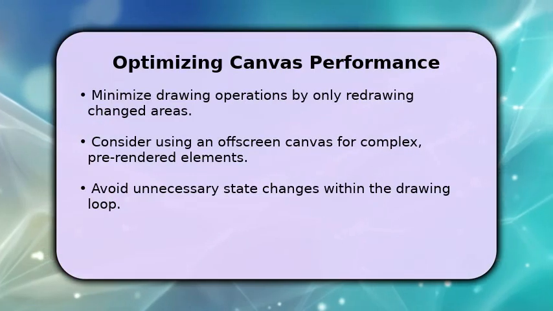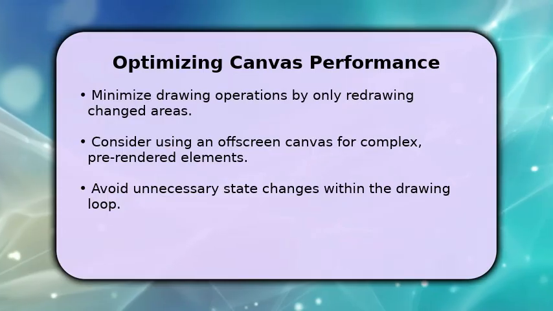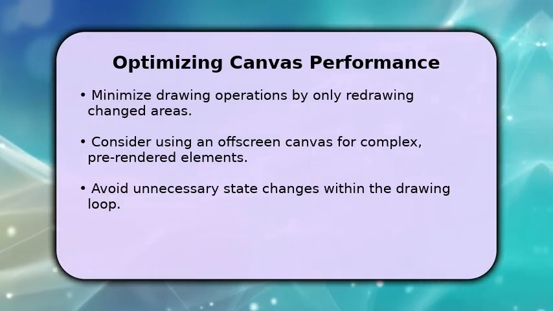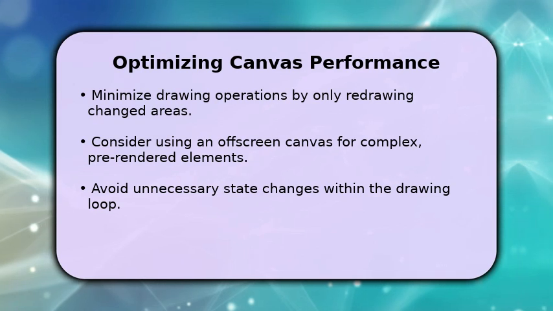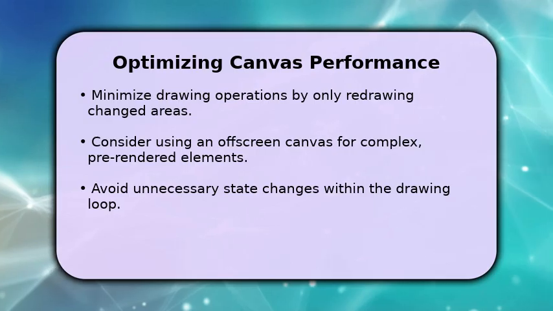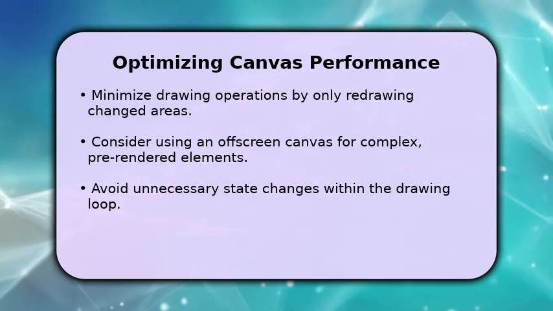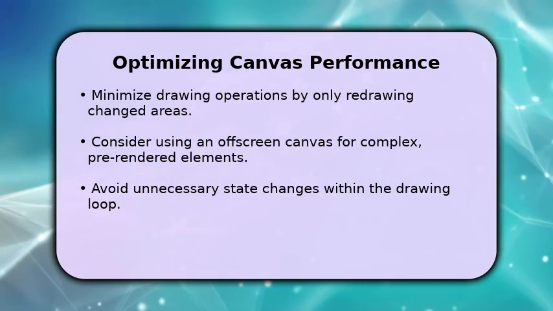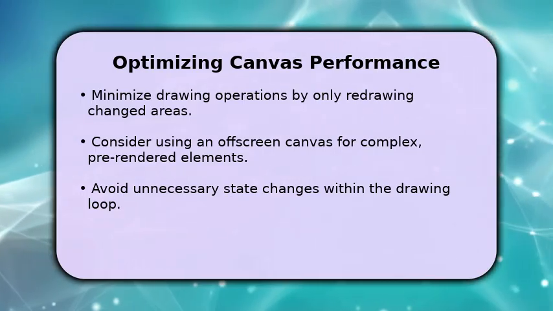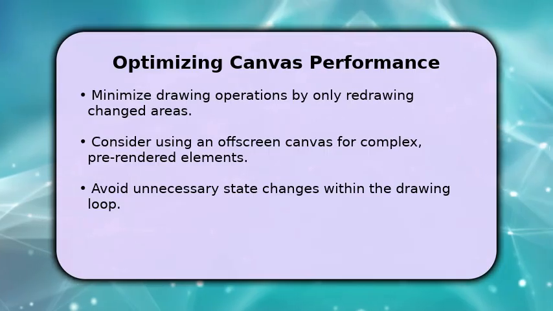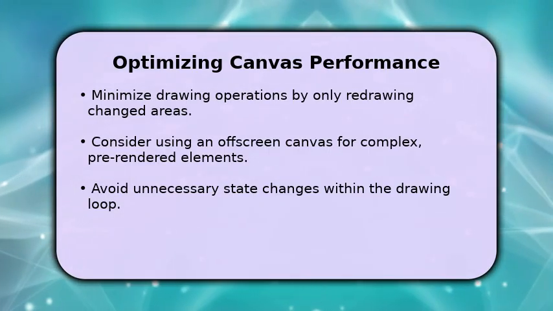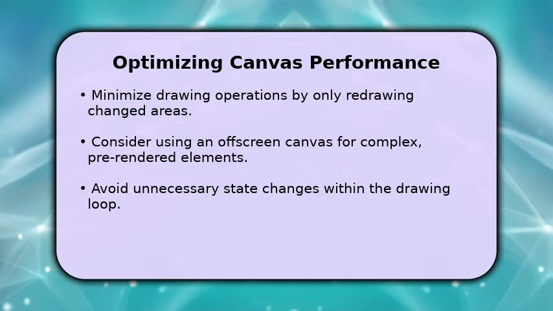For optimal performance, especially with complex drawings, consider several strategies. One key tip is to only redraw the parts of the canvas that have actually changed, rather than clearing and redrawing everything. For very intricate or static elements, an off-screen canvas can pre-render these, then quickly draw them onto the main canvas. Also, avoid frequent context state changes, like repeatedly setting fillStyle or strokeStyle within your main drawing loop to maintain high frame rates.